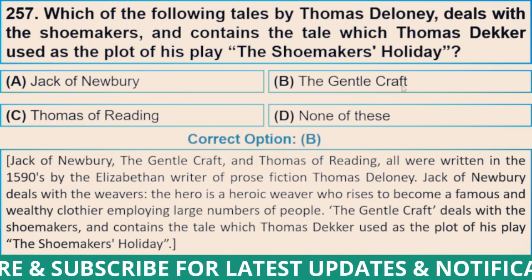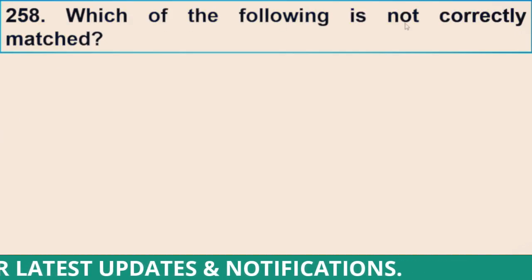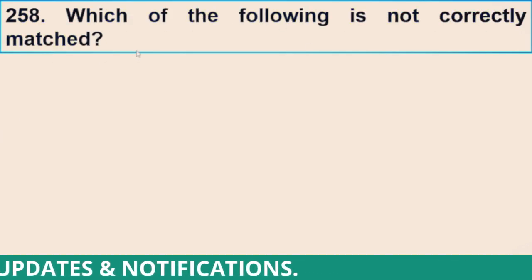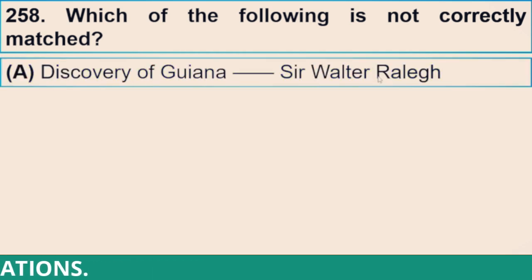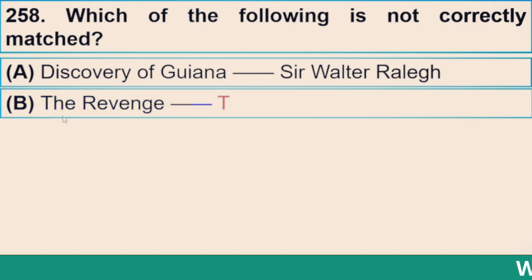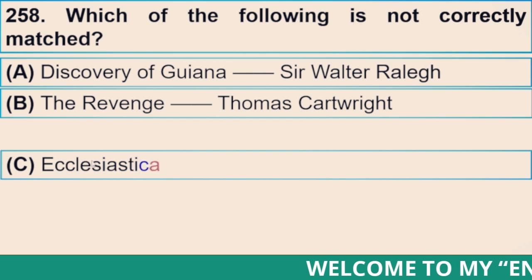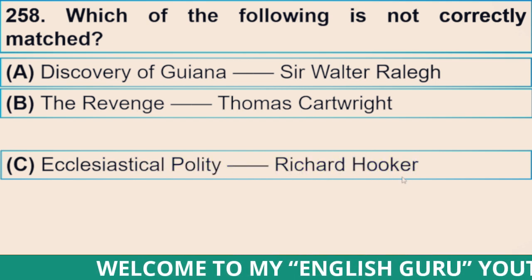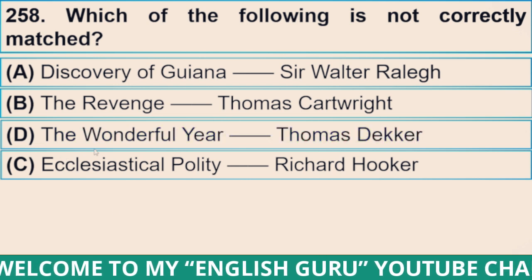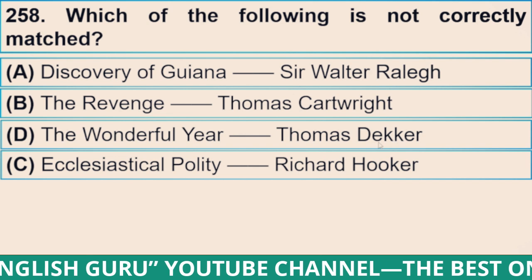Alright, now next question is, which of the following is not correctly matched? Option A, Discovery of Guiana, Sir Walter Raleigh. Option B, The Revenge, Thomas Cartwright. Option C, Ecclesiastical Polity, Richard Hooker. And option D, The Wonderful Year by Thomas Dekker.